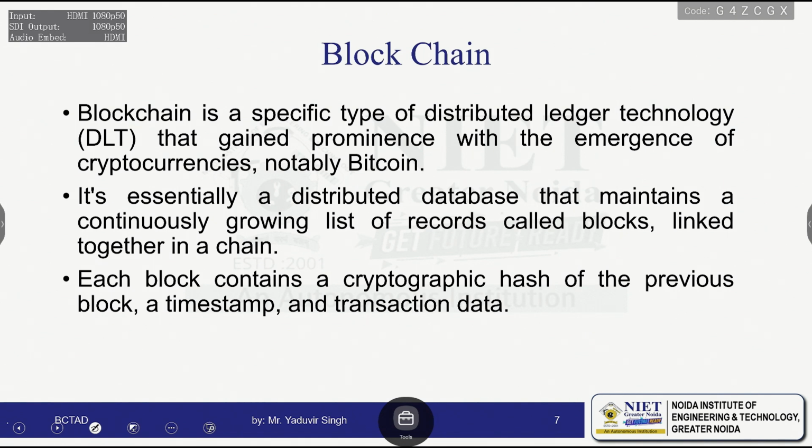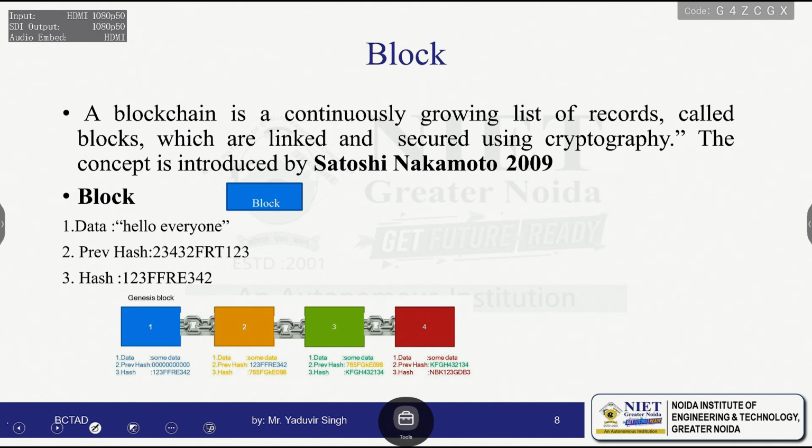All the blocks are connected, and you can maintain a growing list of records, each of which is termed a block. Each block will have a cryptographic hash, the previous block's information, a timestamp, and transaction data. So, this is the information included in a block. What this cryptographic hash is, how it behaves, and what its purpose is, we will study in detail in subsequent lectures.